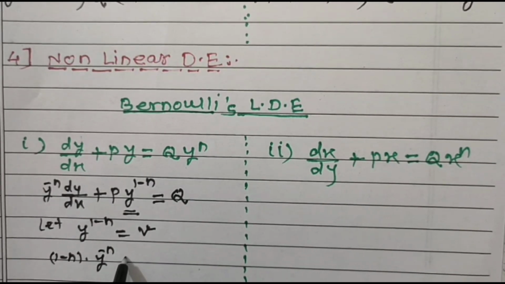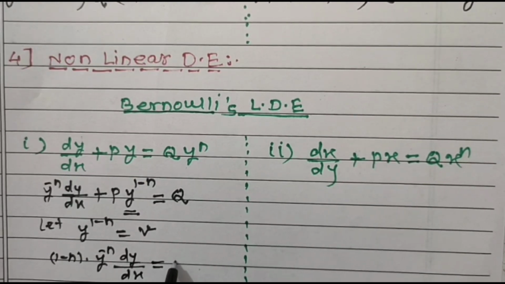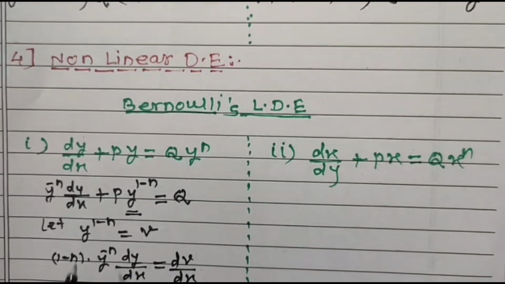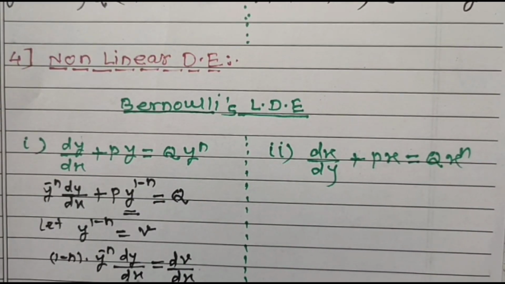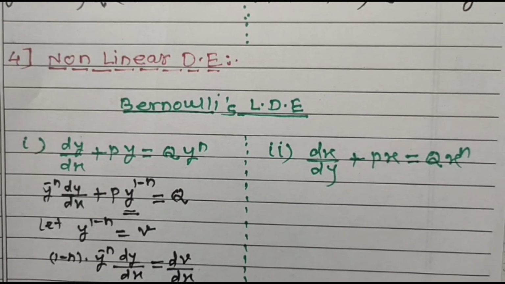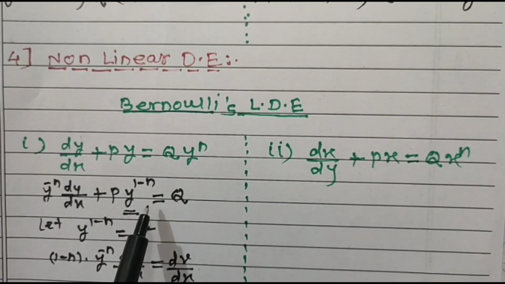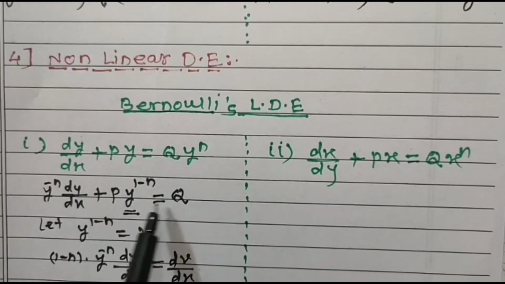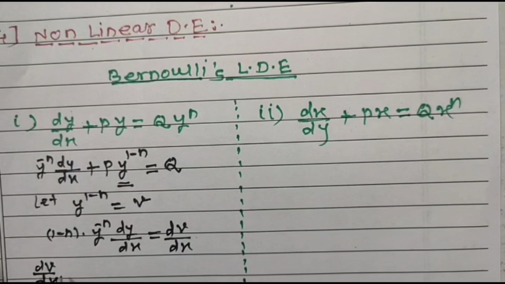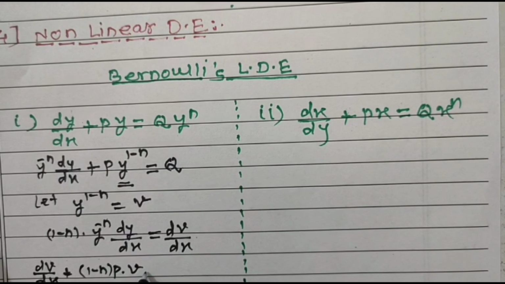Okay, dy by dx is equal to dv by dx. Now we have to put y to the power 1 minus n is equal to v, and y to the power minus n dy by dx is equal to, taking this 1 minus n on this side, 1 upon 1 minus n dv by dx in this differential equation. And then multiply both sides by 1 minus n. Then this differential equation becomes dv by dx plus 1 minus n times p, y to the power 1 minus n is v, is equal to 1 minus n times q.